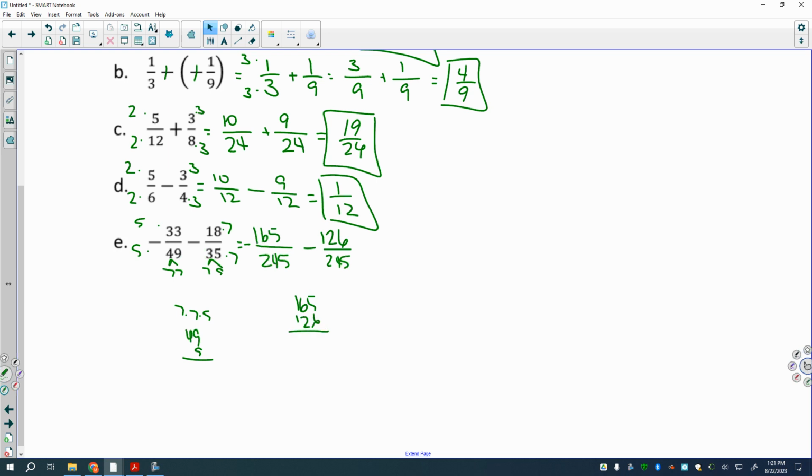Now these two, negative 165 and a negative 126, kind of big numbers. Since they're the same sign, I add them, get 291 over 245, but it's negative because they're both negative. And I'm just going to leave it like that in improper form.